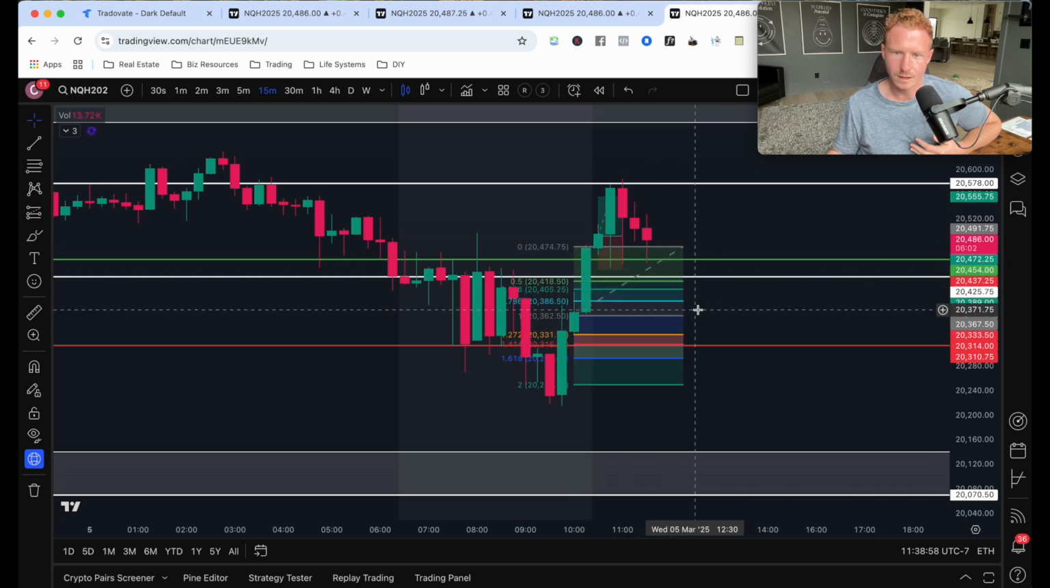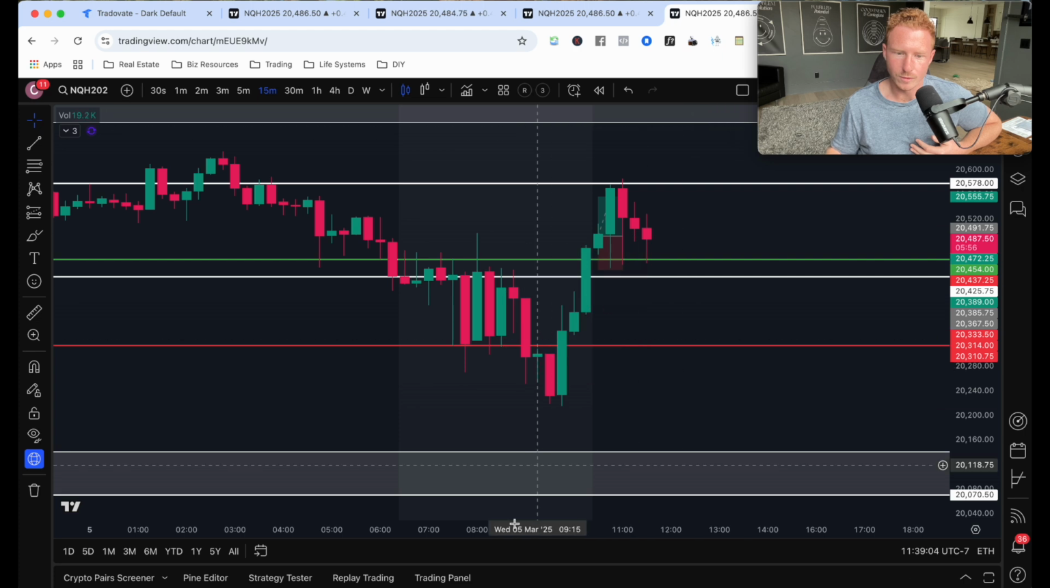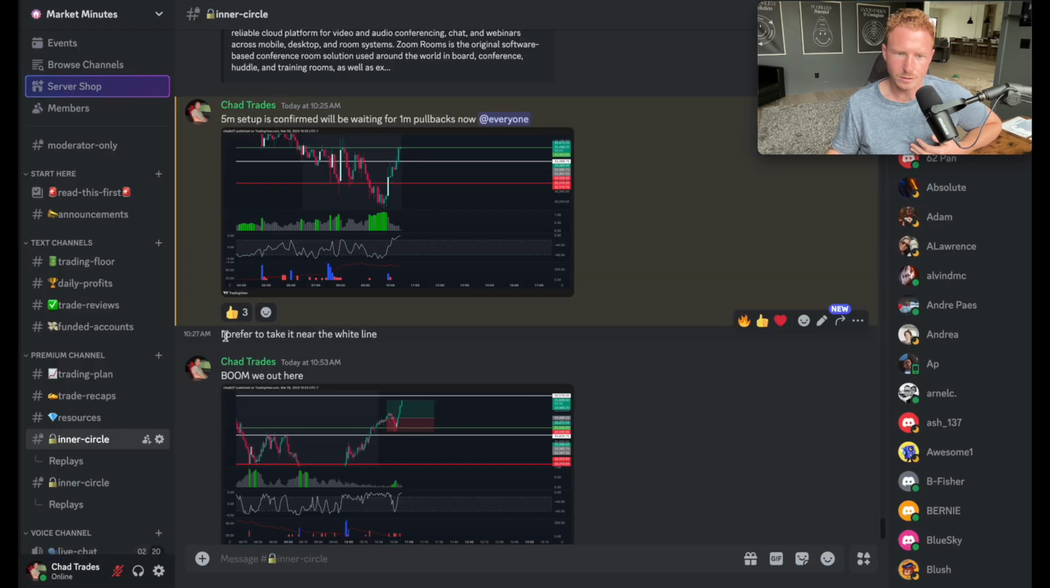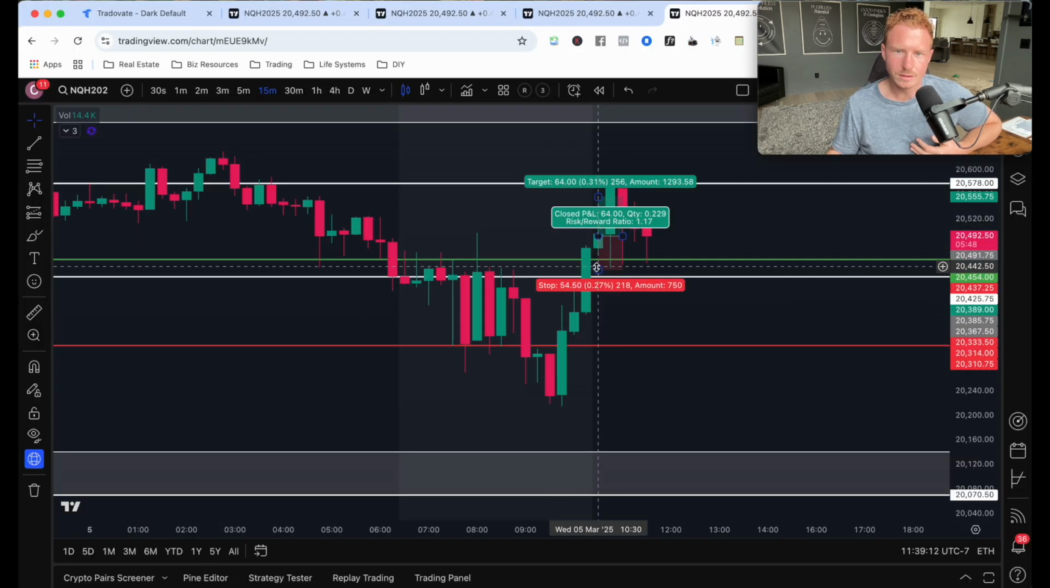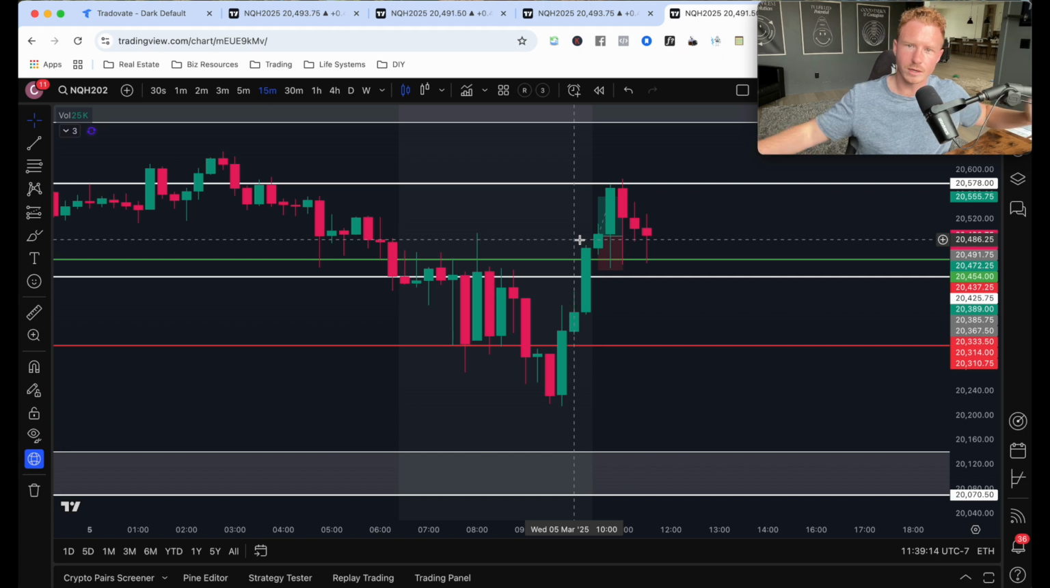We can see the 50% retracement is basically where my white line is. So that's why I said I prefer to take it near the white line. That's how I came up with that, right? Now, once I have all this established, I don't need to worry about any other time frames.